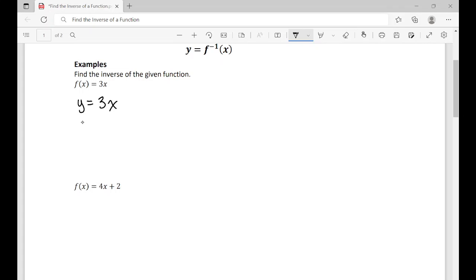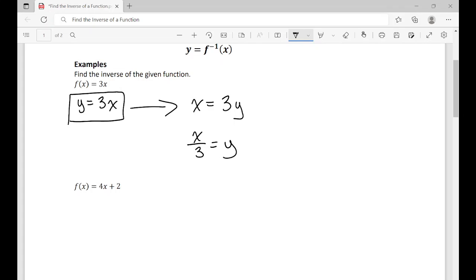Now we're going to rewrite this whole thing here, except y is going to become x, and x is going to become y. So when we do that, we're going to get x equals 3y, just like that. We have now interchanged x and y, and now we're going to solve for y. So I'm going to divide both sides by 3, and I'm going to get x over 3 equals y. And this is my inverse function, and since it is, I'm going to get rid of y, and I'm actually going to say that it's f inverse of x to signify that this is the inverse function. And that's all you do.